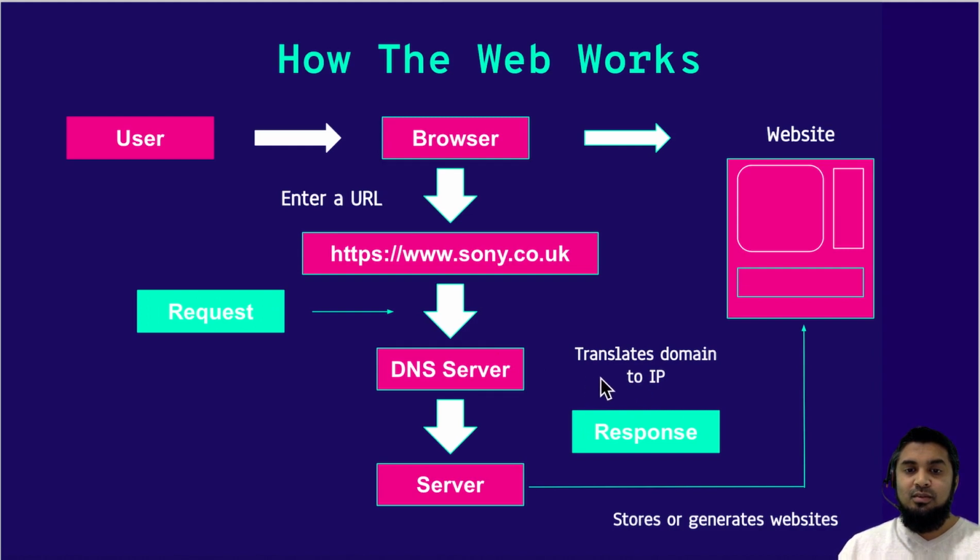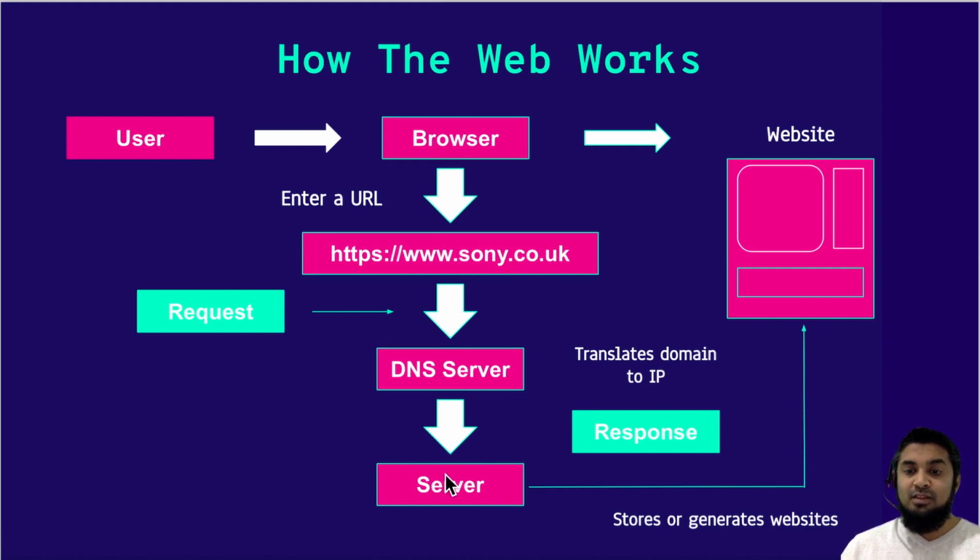So what happens next? After the matching of the domain name to the IP address, it sends it back to the browser. It provides a response. So the browser makes a request to the DNS server. The DNS server translates that domain and matches it to the IP address and provides a response to the browser. What does the browser do then? Well, with this information, the browser now knows where that web address, i.e. sony.co.uk, is stored. So then it goes to the actual server where the website is stored.